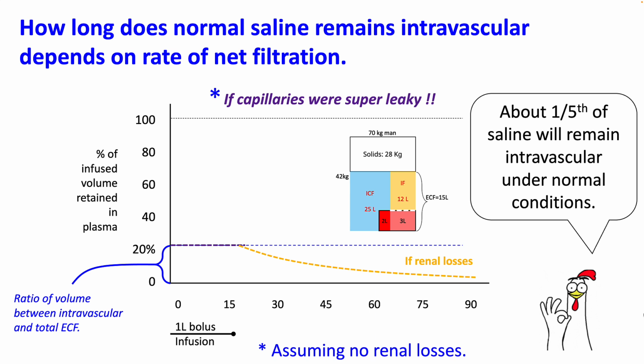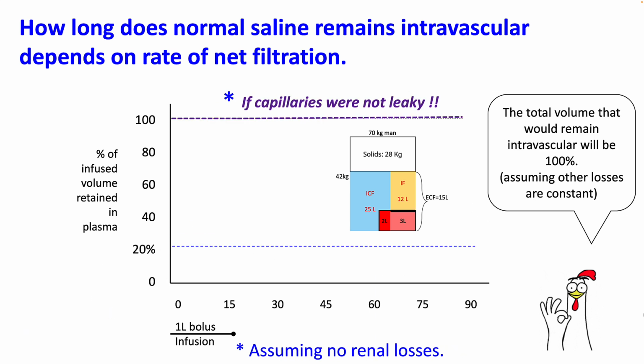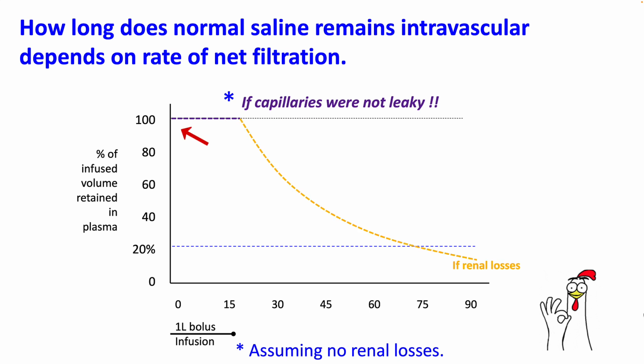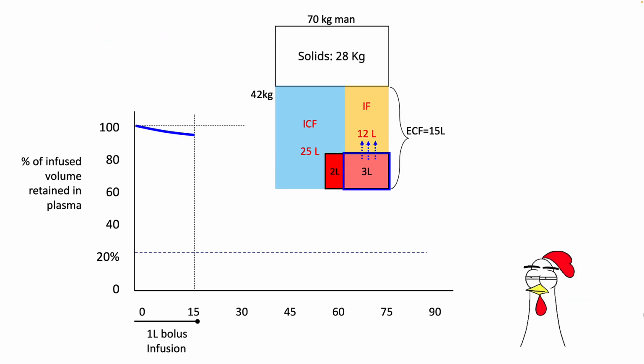If you have renal losses, you'll continue to lose fluid over time, dropping down to 0 in a few hours. If the capillaries were not leaky and assuming no renal losses, the total volume that would remain intravascular would be 100%. If the kidneys are working, you will again lose most of this fluid through renal losses in a few hours. But the capillaries are somewhere in between.